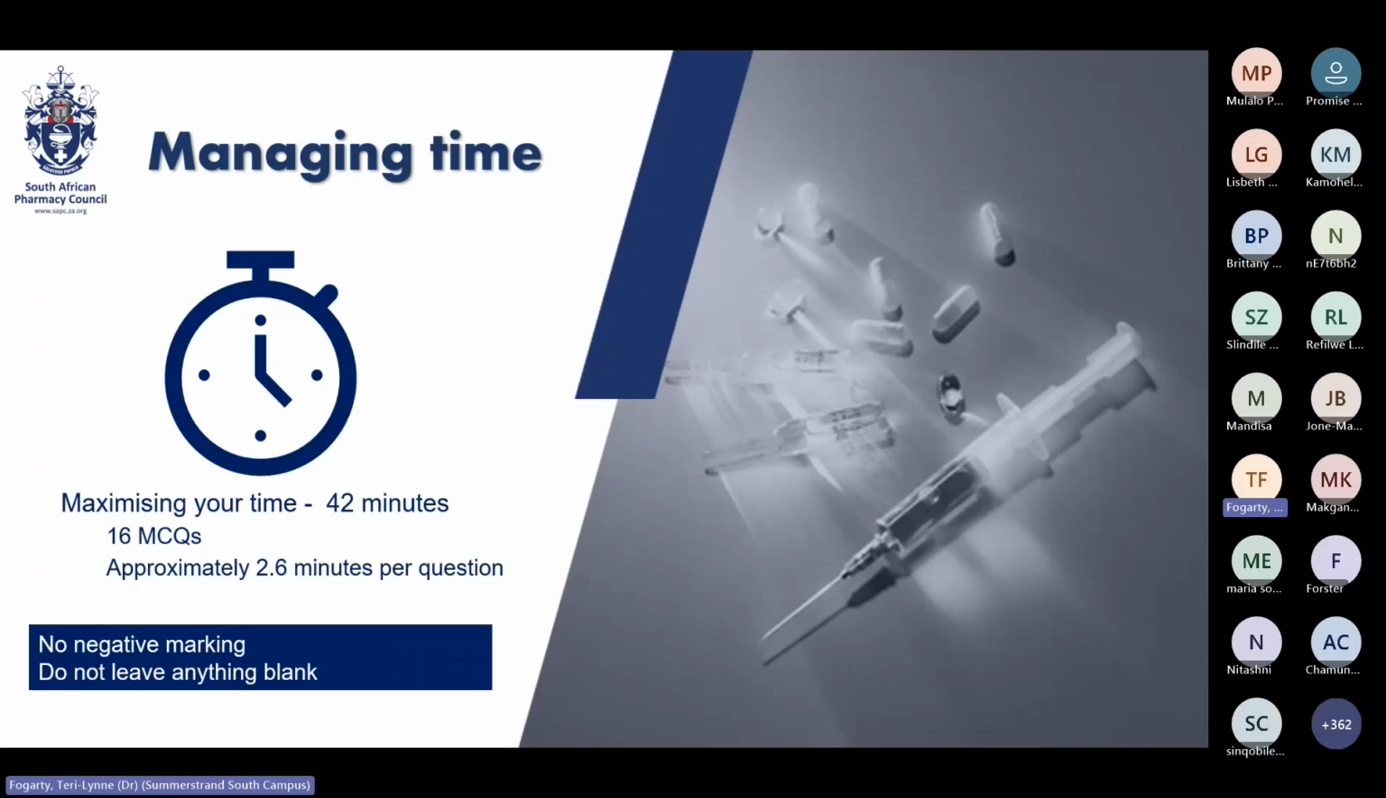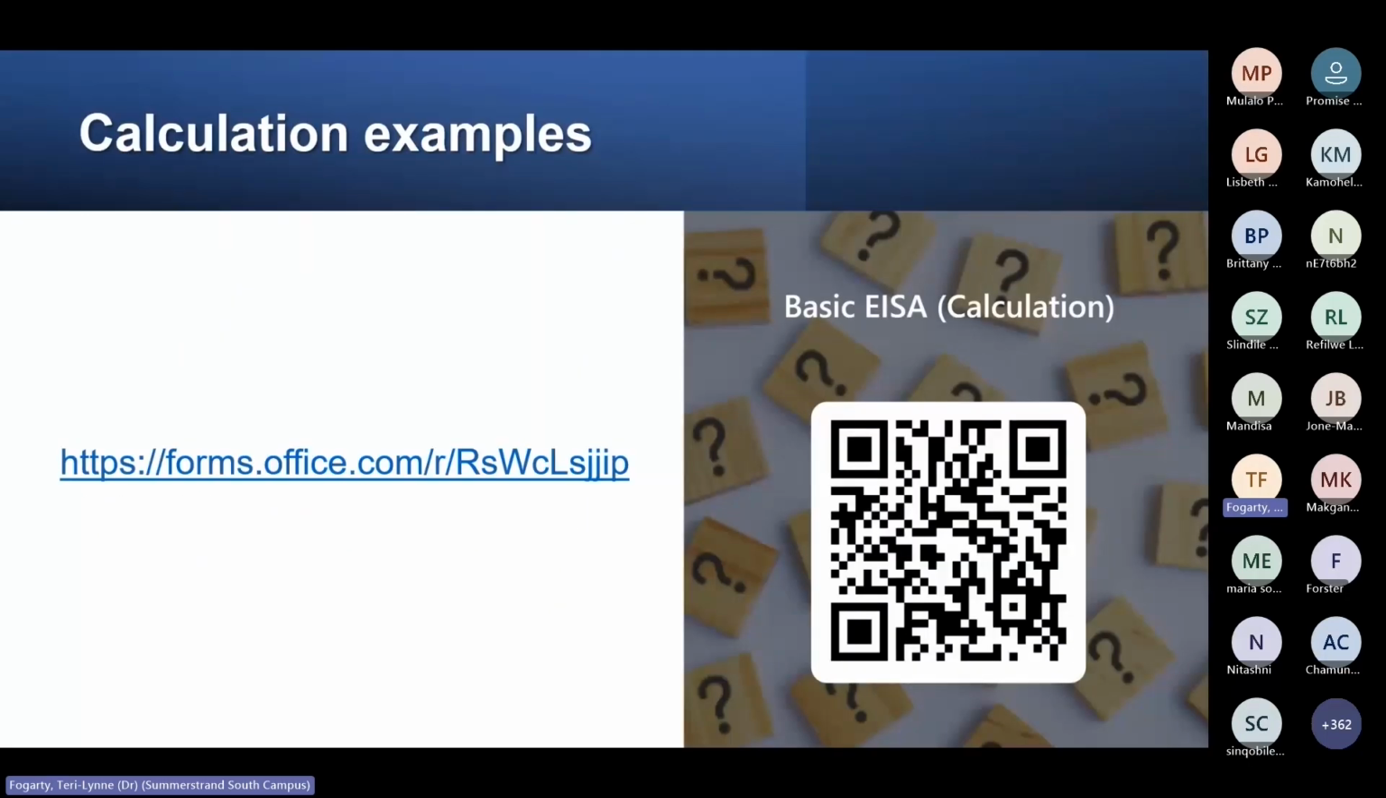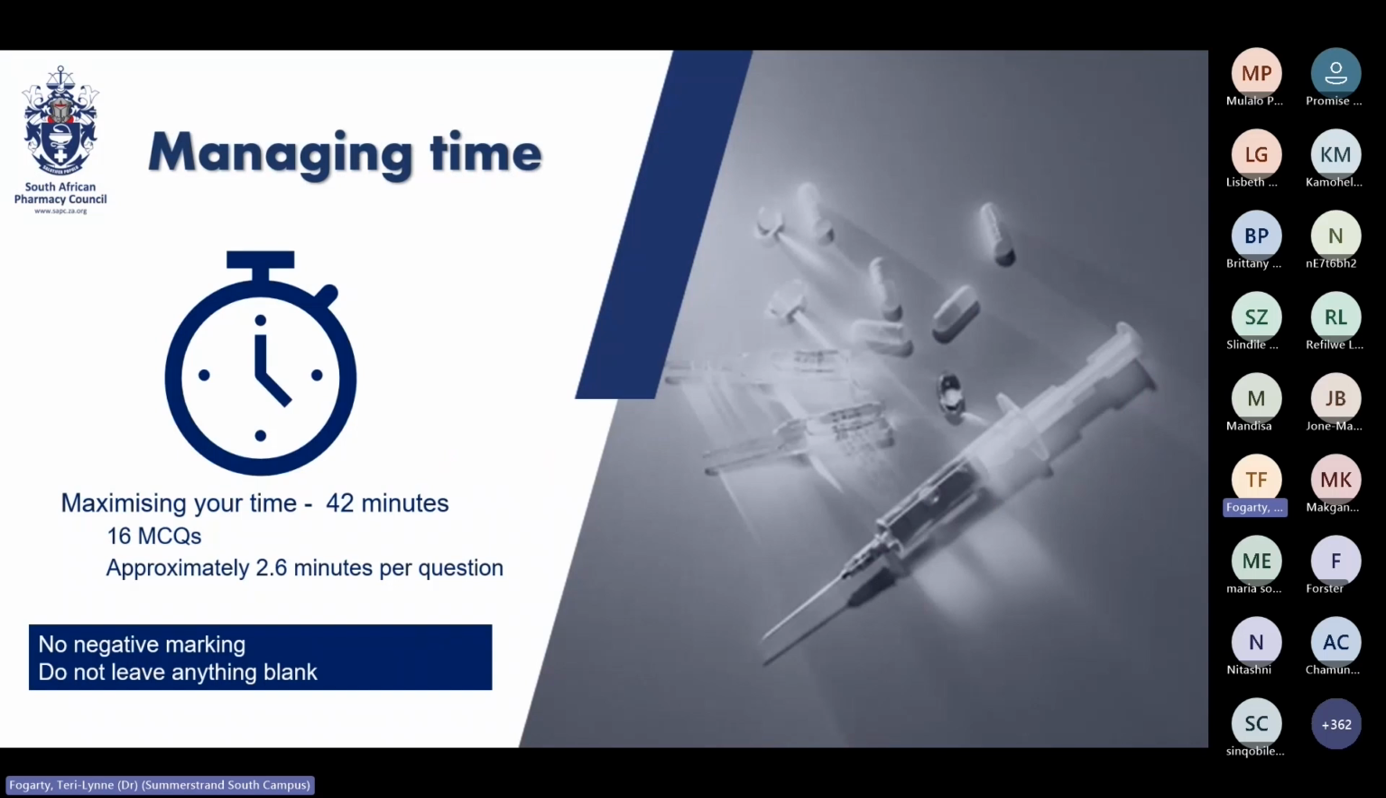There's approximately 42 minutes in the exam that is available for you to complete your 16 multiple choice questions. That gives you almost 3 minutes per question, just less than 3 minutes per question. So, you know, especially a conversion question, if you know how to do conversions.